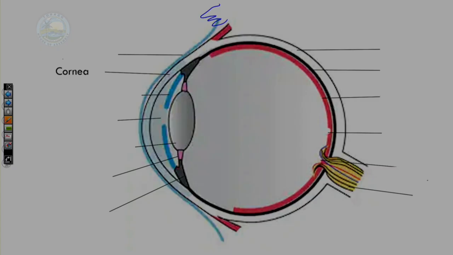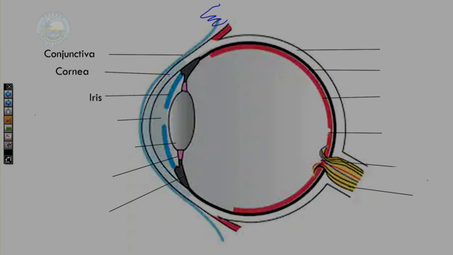So we have the cornea. The cornea is this curved structure right in the front of the eye, and it has a protective function over the softer tissues behind it. The conjunctiva is this very thin transparent layer that covers and protects the cornea. That is the part that gets inflamed when you have conjunctivitis, or what we call red eye or pink eye.